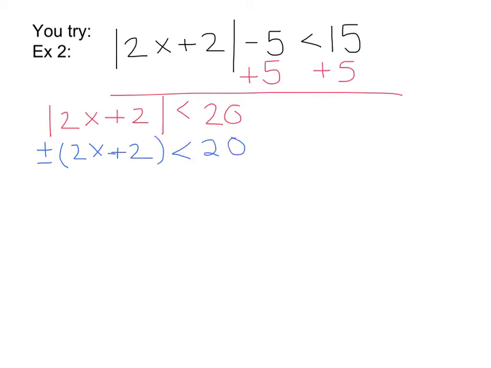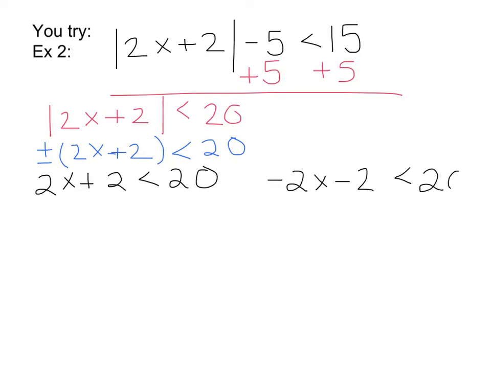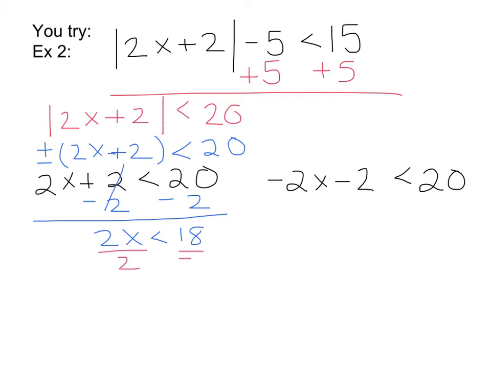Now let's make our two inequalities. Distribute the positive, which shouldn't change anything. Distribute the negative. Now let's solve for x. We're going to start on our left-hand side and subtract 2. So 2x should be less than 18. Then we're going to divide both sides by 2, and you get x is less than 9. Now let's move on to the right-hand side. I'm going to start by adding 2.